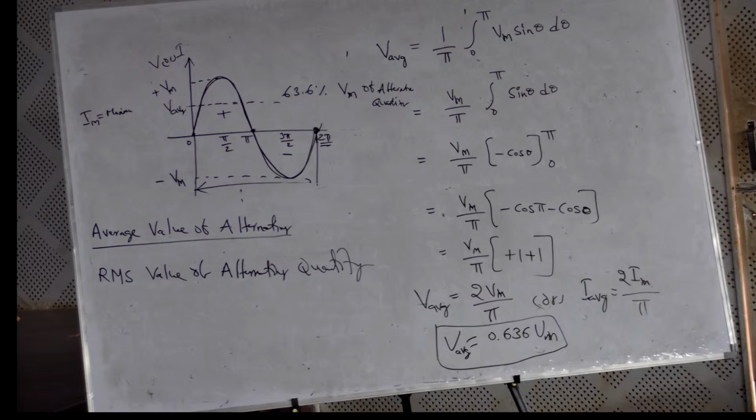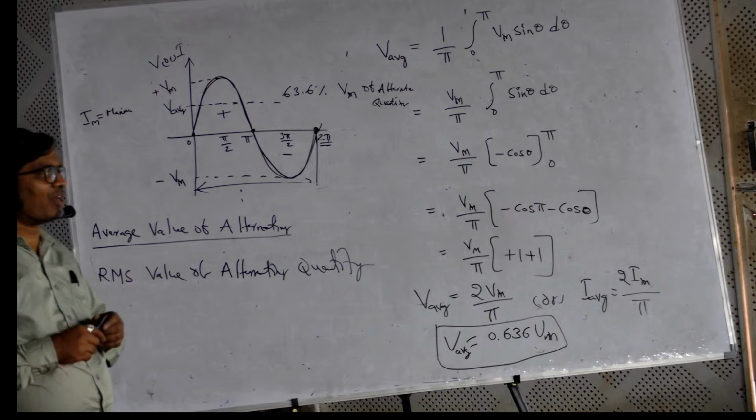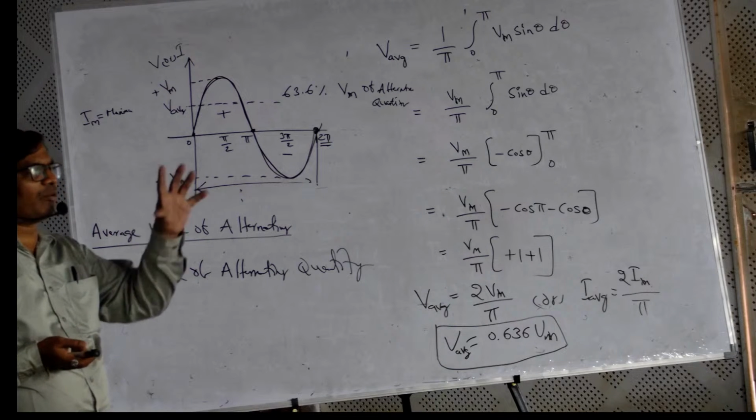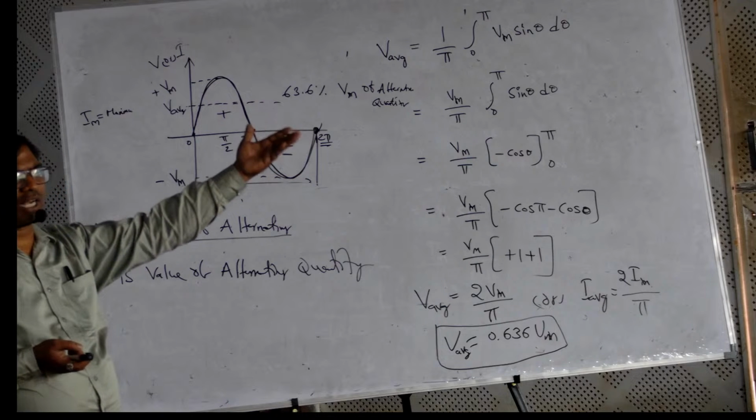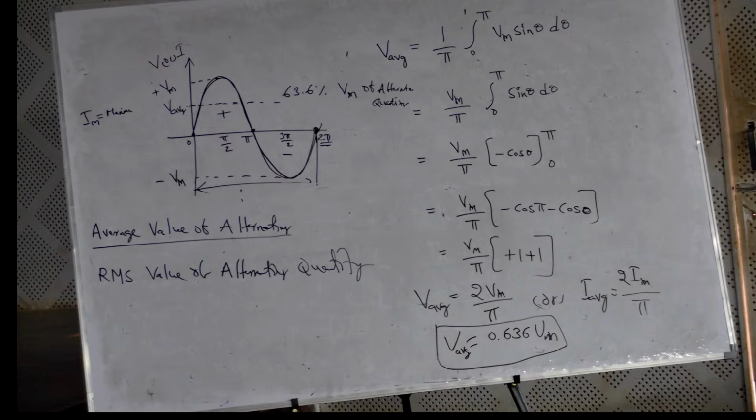What about this AC voltage? Is 230 the maximum value, the instantaneous value, or the average value? Which value is it? All household single phase supply has 230 volts, which is AC. That 230 volts is nothing but the RMS value. The 230 volt is the RMS value.